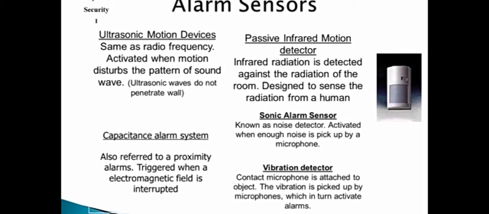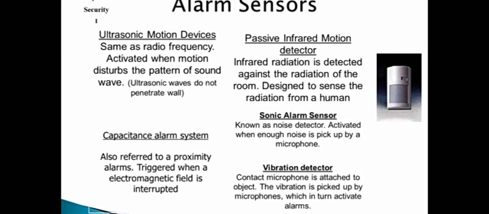You have passive infrared motion detector. We just talked about that. Sonic alarm, known as a noise detector. You set it for specific decibels. Okay, if something happens in the vicinity of the sensor that exceeds the lowest decibel level, it will activate an alarm. You usually put these in and around safes, so that anybody trying to manipulate a safe or cut into a safe or blow up a safe, it'll sound the alarm.